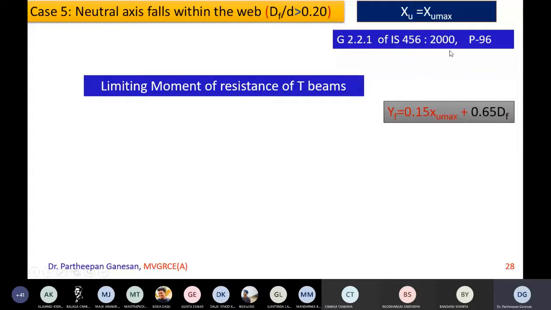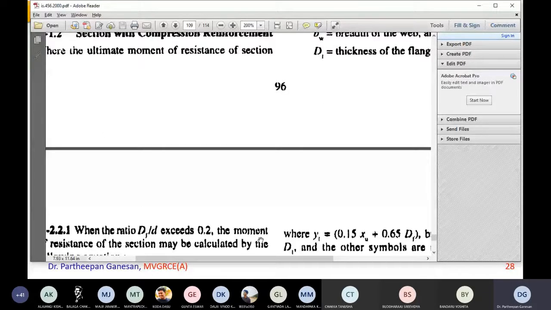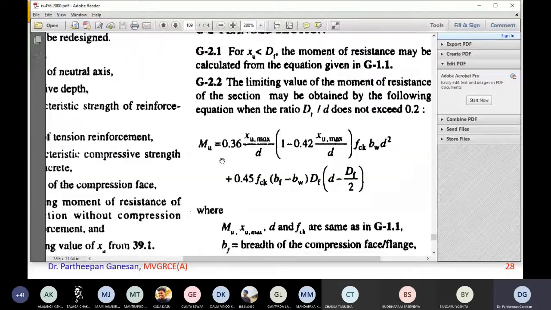Now you see here, when the ratio of DF by D exceeds 0.2, the moment of resistance of the section may be calculated by the following equation. Remember, they are writing MU, but what is limiting moment of resistance? Please read the sentence carefully. The limiting value of moment of resistance only they are discussing, although they are defined by value MU. Why they have written MU, not MU limit? That is for a specific reason. I will tell you what is the specific reason.